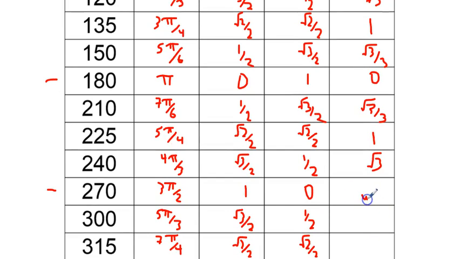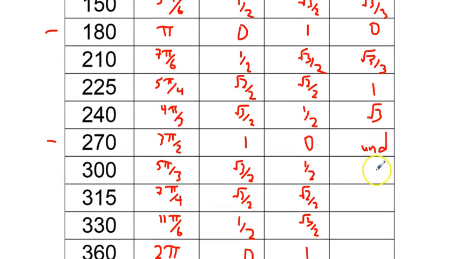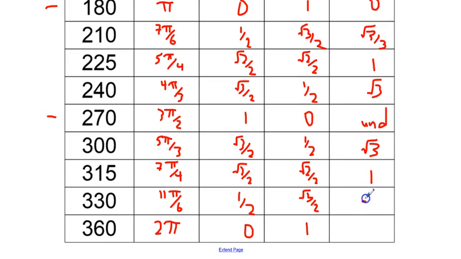And then one more time, we hit our next 90 degree measurement mark, the 270. So it bounces again, square root of 3, 1, square root of 3 over 3, and 0.